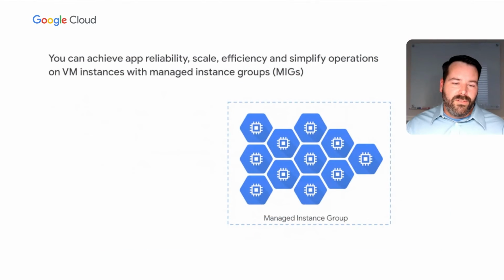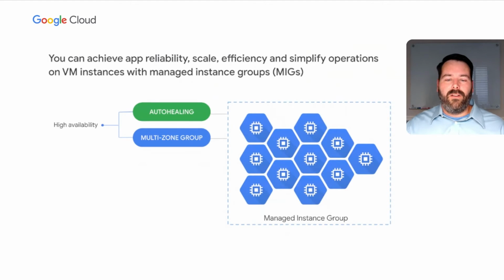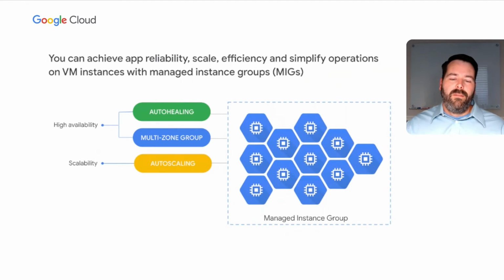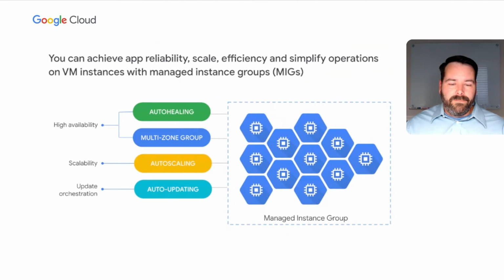You can address these challenges by deploying your workload using managed instance groups, or MIGs for short. An instance group is a collection of virtual machines running a single application. With this, you get high availability thanks to our auto healing for failed instances and serving your application from multiple availability zones by a regional group. You get scalability by using fully managed autoscaling. You can safely roll out updates with orchestration provided by our auto updater.